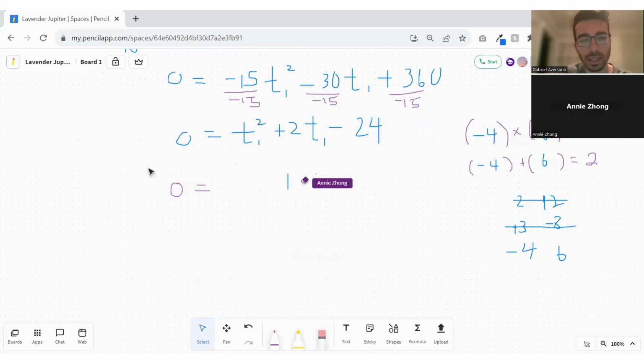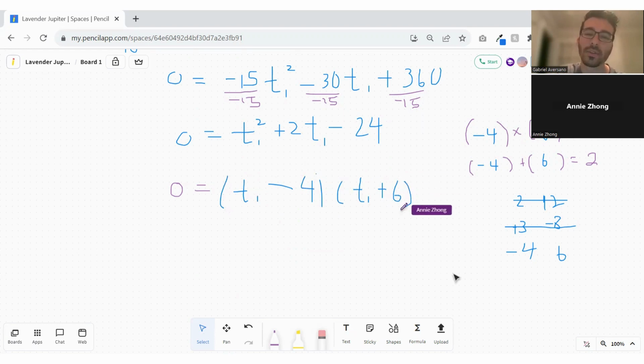Oh, it's not erasing. Is it being finicky? Yes. Okay, thank you. I remember now. This is T1, and then I need to subtract 4 with T1 plus 6. Perfect. So we factor this equation, and then somehow this will help us solve for the answer of T1.